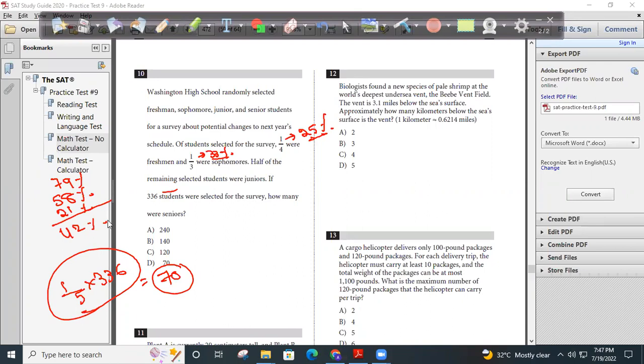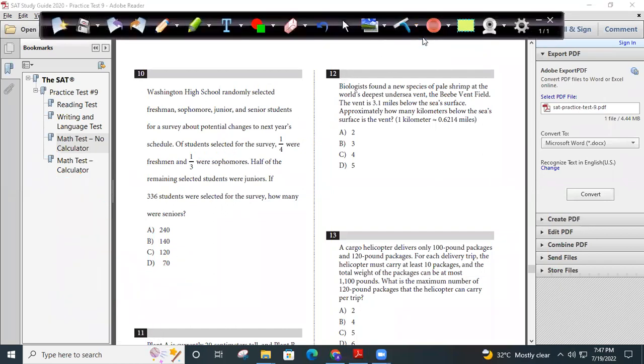Now again, I'll tell you the other way to solve. 1/4 is 25%, 1/3 is 33%, 33 plus 25 generally represents 58%. So the remaining is 42%. Half of 42% are juniors. So the remaining 21% are seniors. 21% means about 1/5, because 1/5 is 20%. So 336 by 5 is approximately 70. That should be my answer.